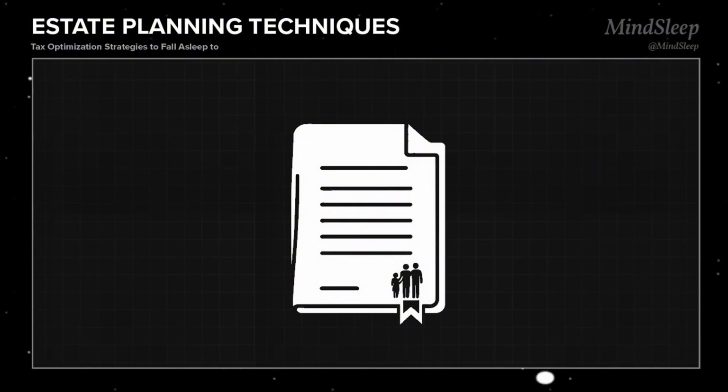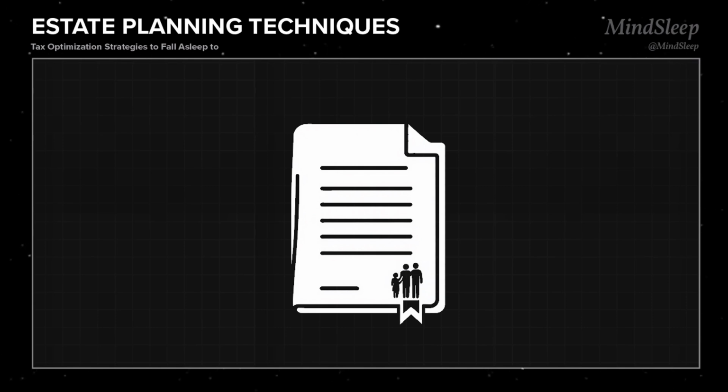Changes in tax laws, such as potential reductions in estate tax exemptions or modifications to basis step-up rules, could significantly impact current planning strategies. Additionally, the increasing complexity of global assets and digital property presents new challenges and opportunities in estate planning.